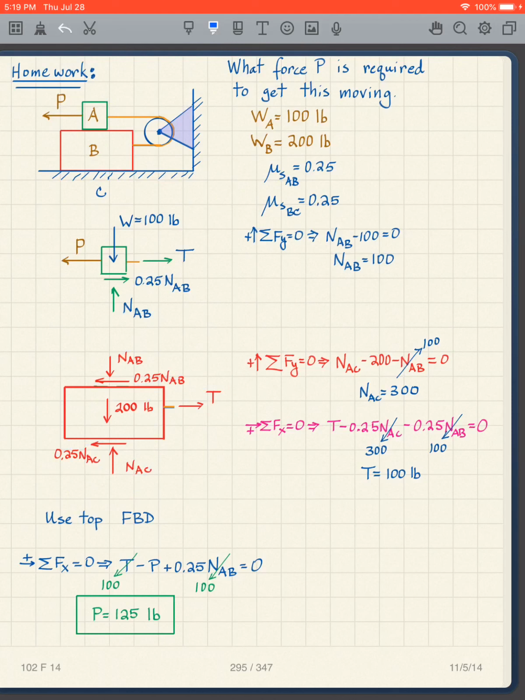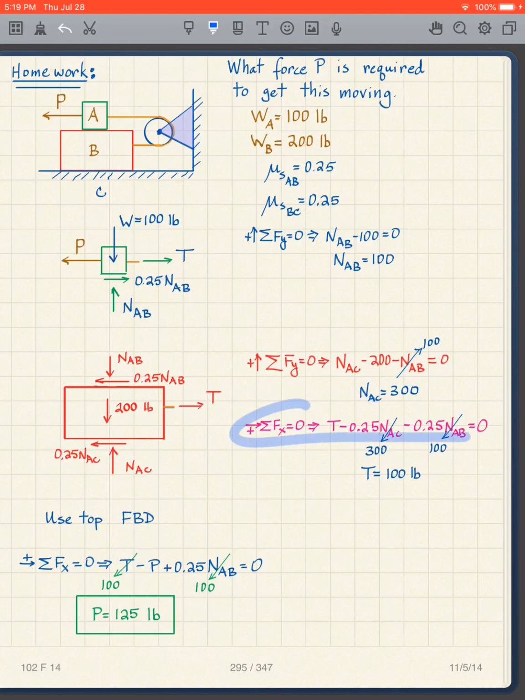And again, I take the sum of the forces in the y direction equals 0. So I just look at these three terms. I've got the NAB. I've got the 200 pounds going down, so it's negative. The NAB is negative. NAC is going up. And I know the NAB is 100, so this is pretty straightforward. The NAC then has got to be 300.